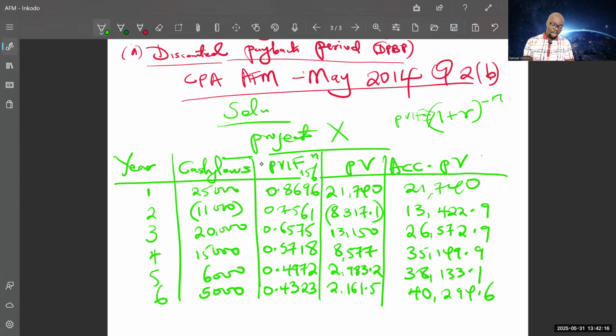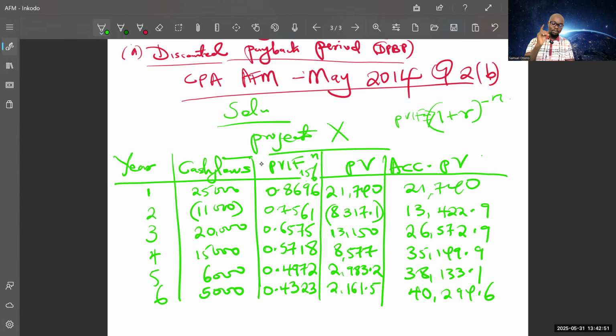So at the end of year number 1, how much are we recovering? Only 21,740. And remember, we invested how much? We invested 38,500. At the end of year 2, we are only able to recover 13,422.9. It is still not enough. We've not recovered what we invested. At the end of year number 3, it is 26,572.9. We have not yet recovered our investment. We go to year number 4, 35,149.9. We are very close to recovering the amount of investment.